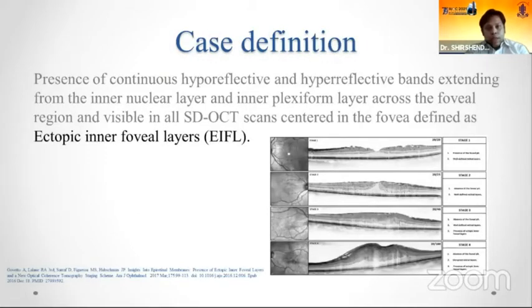Ectopic inner foveal layers has been defined as the presence of continuous hyporeflective and hyperreflective bands extending from the inner nuclear layer and inner plexiform layer across the foveal region. It should be visible in all SD-OCT scans taken by centering the fovea. There are 4 stages according to this classification by Govetto et al. In stage 1 and stage 2, the inner layers are absent at the foveal pit, but in stage 3 and stage 4, they are present at the foveal pit. So these are the ectopic foveae.